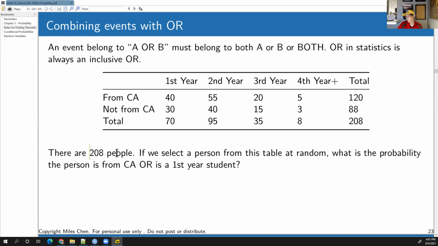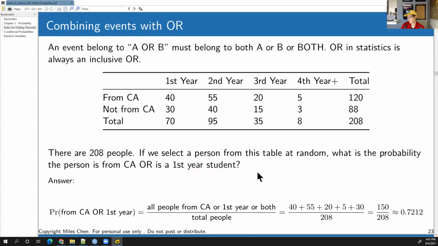Okay, so in this question, we got 208 people. And now the question is, what is the probability that the person is from California or is a first-year student, meaning California or a first year or both, right? If you're ready to give me an answer in the chat, you can just type in a number in the chat. Again, as a fraction is fine. Okay. All right. A lot of you are getting it right. 150 out of 208. And yeah, that's the answer, right?